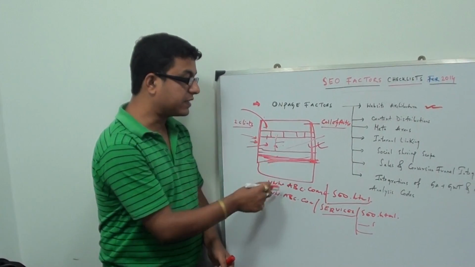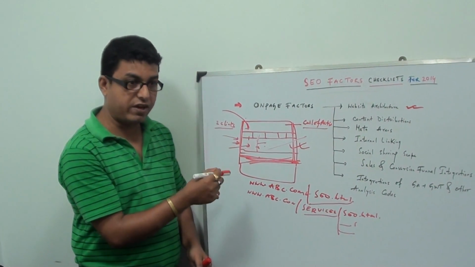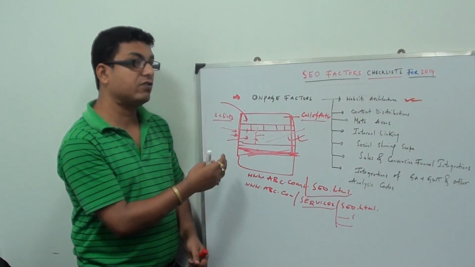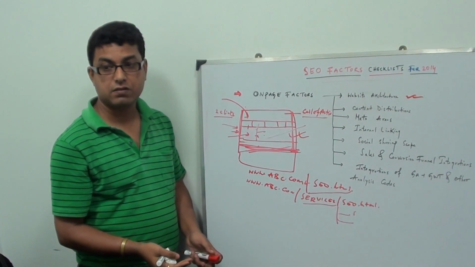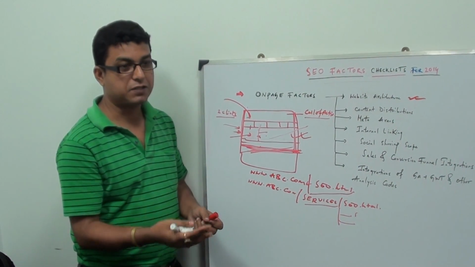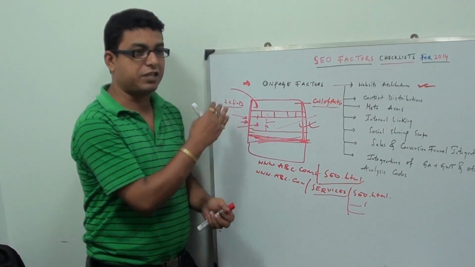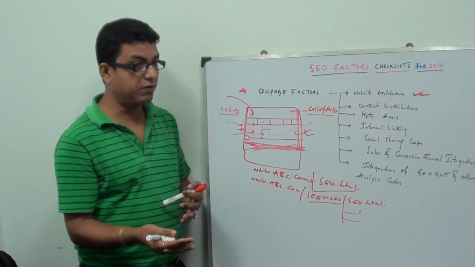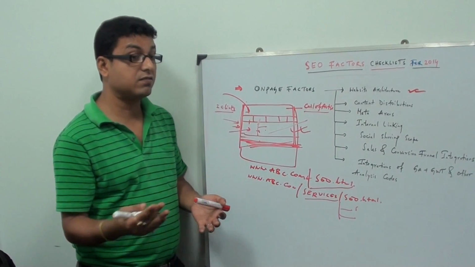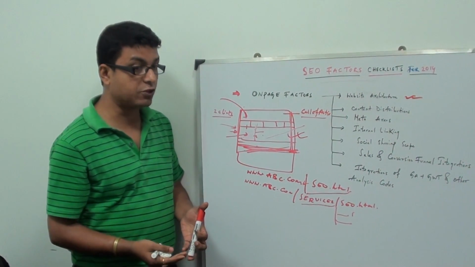So you should think of your architecture in such a way that your users can get your information within 2 clicks. Two clicks means less effort: it will save their time, it will be easily crawlable by the search engines, and it will increase the user experience. Yes, sorry, so 2 clicks.